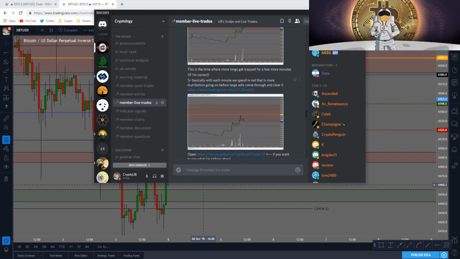So distribution is the opposite of accumulation. When you're accumulating something, you have these large players basically longing a lot at a specific price point. Distribution is the opposite. So there's a lot of the large players getting longed into, aka filling their shorts in this red area. So what I was saying here is for each minute that we are in red, that's more longs being trapped, and that's more longs being distributed.